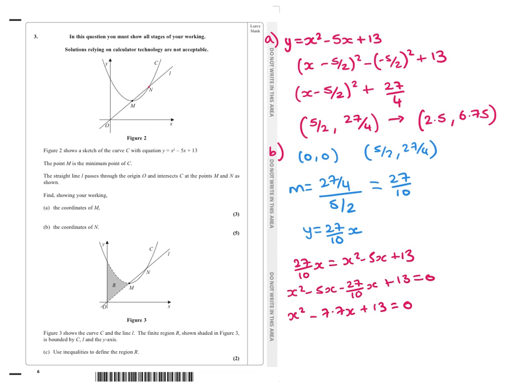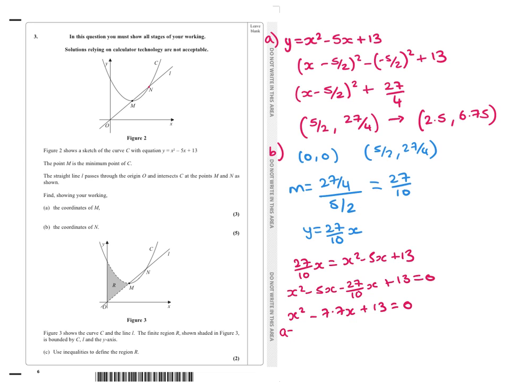So we can either do 2 things. We can try and factorise, or we can use our quadratic equation. To be honest, these aren't whole numbers. I'm not going to factorise, okay? I'm going to use the quadratic equation. So I'm going to write, oh, wait there. Solutions relying on calculator technology. Oh. You can use the quadratic. You can plug in the value. You have to write down the quadratic and then you can use your calculator.